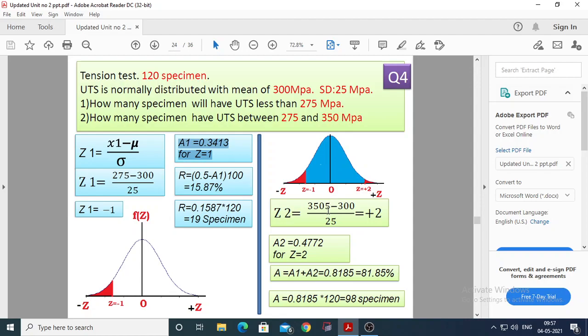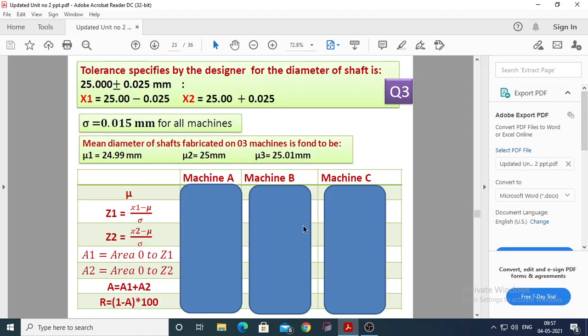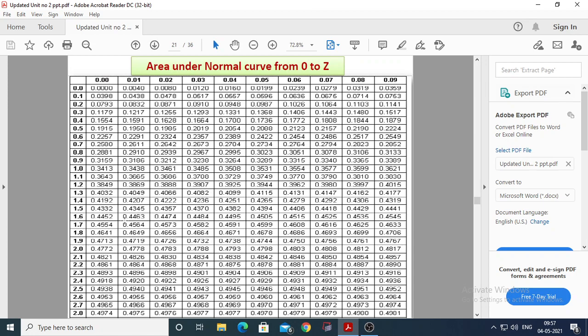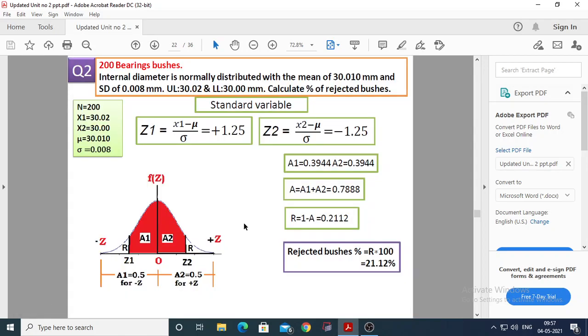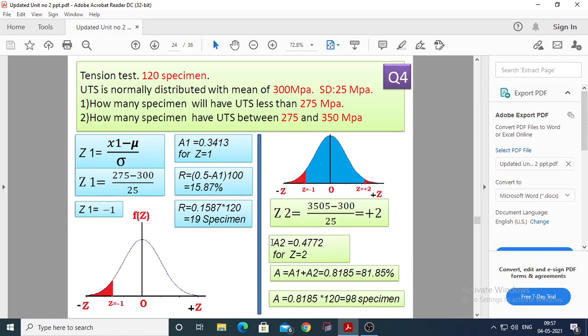By mistake I have written an extra 5 here. So 350 minus 300, where 300 is the mu value, divided by the standard deviation 25, you will get the z value of 2. Then what is the area for 2? Check that in the table. Where is the 2, in the first column, 0.4772. If the random variable is 2, then you will get the area 0.4772.